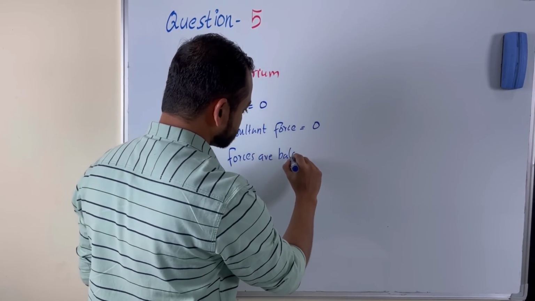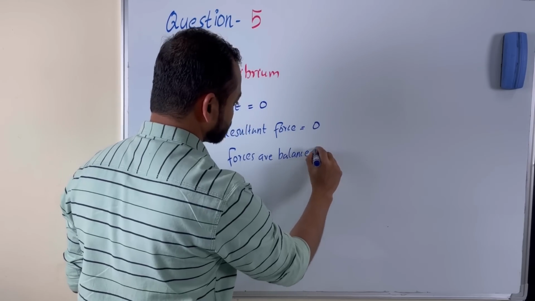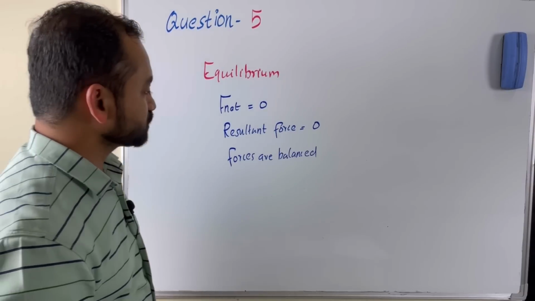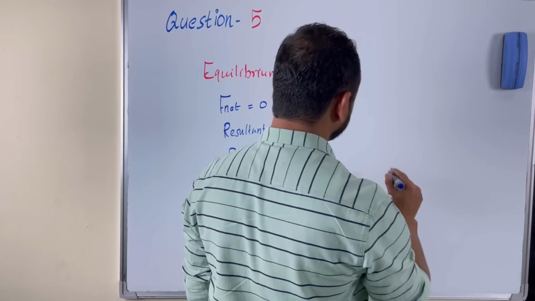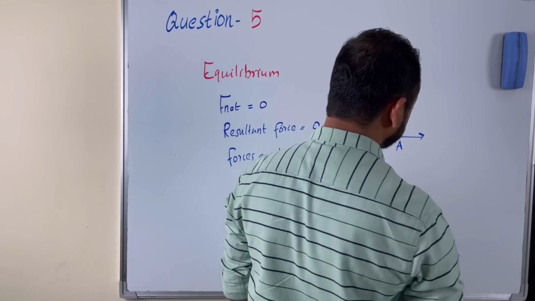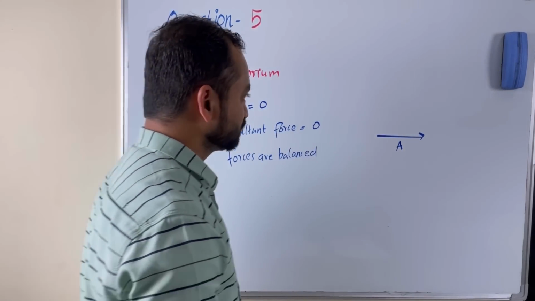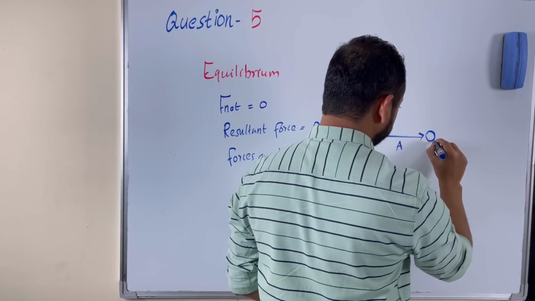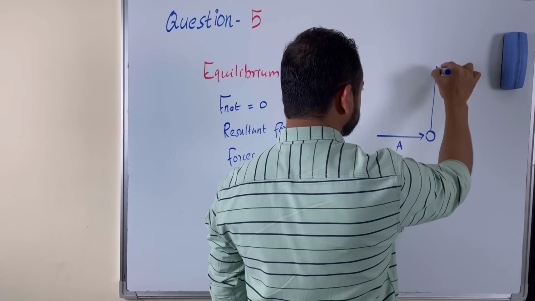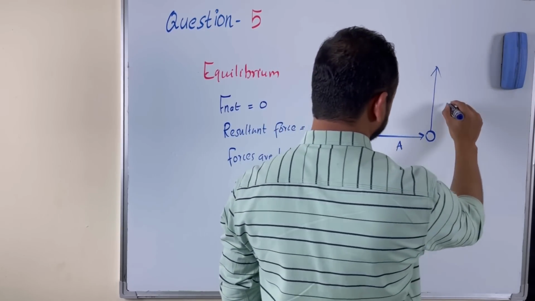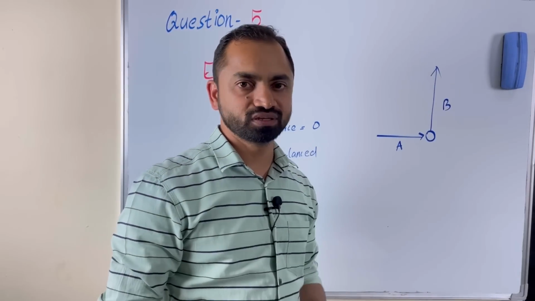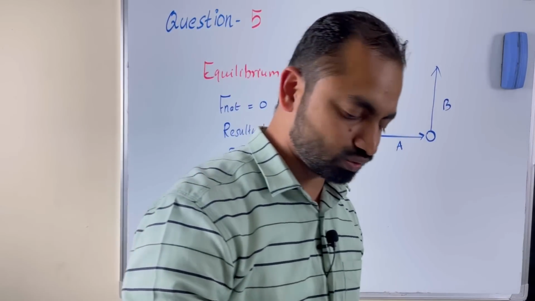Forces are balanced. So all these things are same, different usage. For example, we have two vectors here, two forces. A force A is acting on an object along this direction. For example, here is the object. A force is acting along this direction and another force is acting to this direction. Force A and force B, these are the two forces acting on that object.